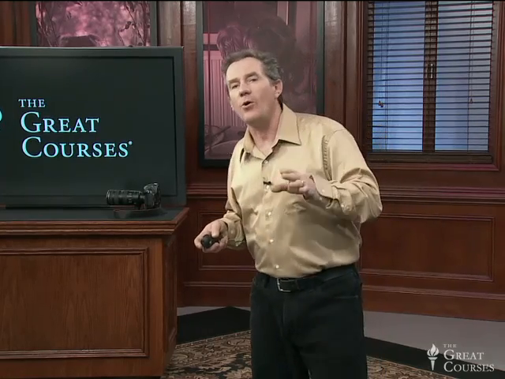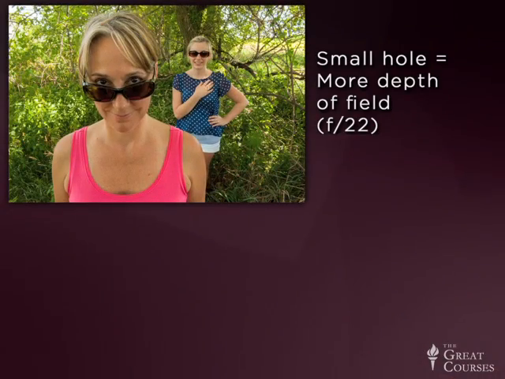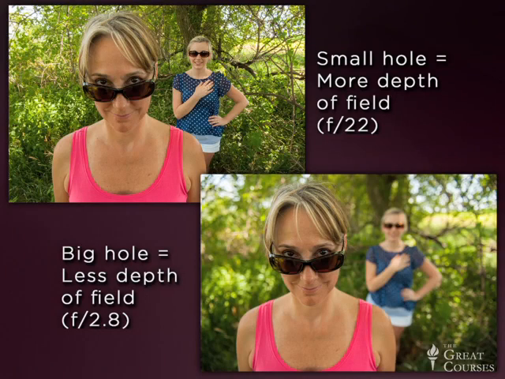The smaller the hole in the lens, the more things are in focus. Easy. Small hole equals more depth of field. The bigger the hole, or aperture, the less depth of field, or area of the photo that will be in focus from front to back. I know I'm going over this like you're in kindergarten, but I cannot tell you how important this is. This is a big one, okay?